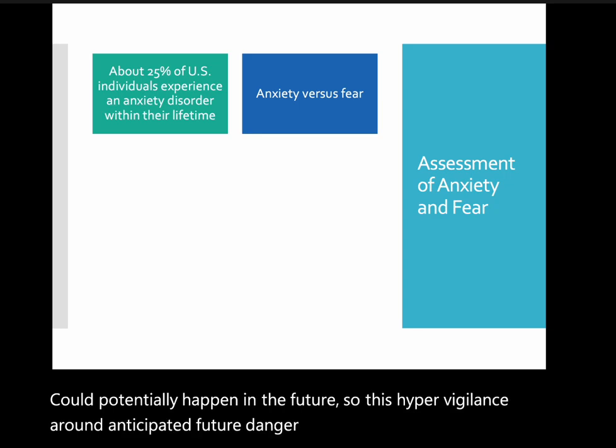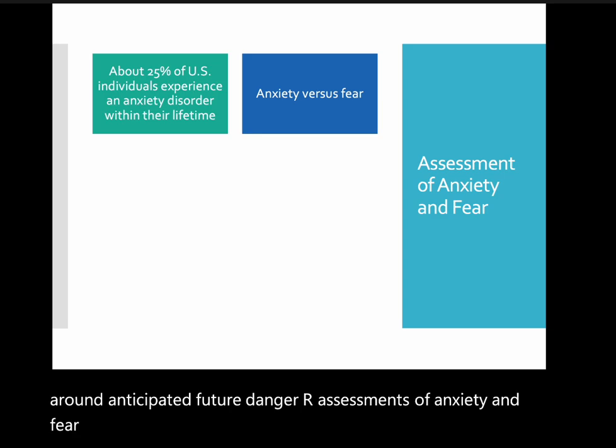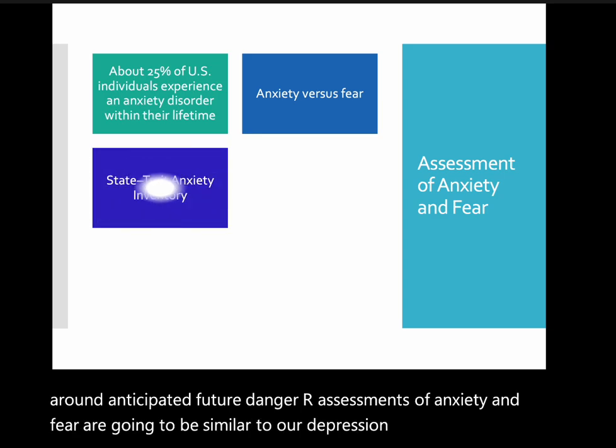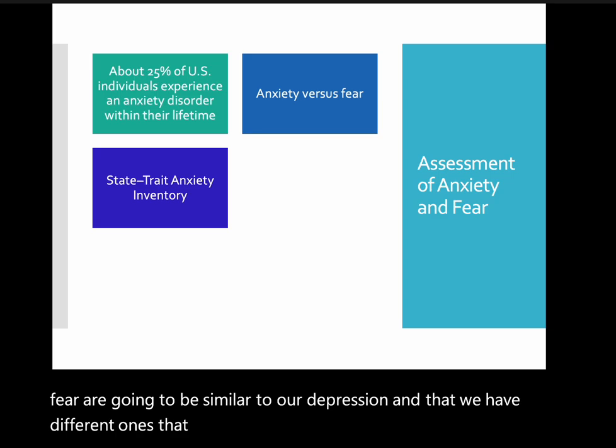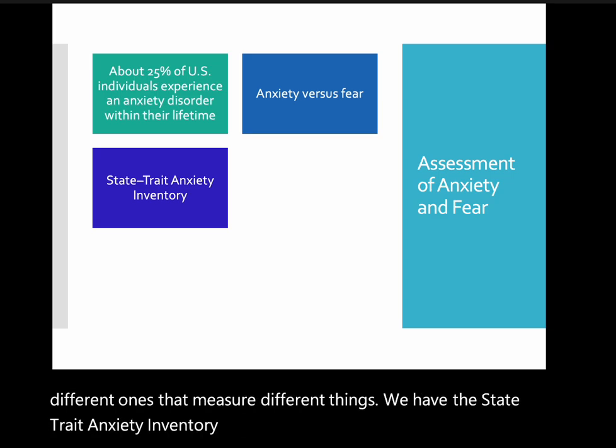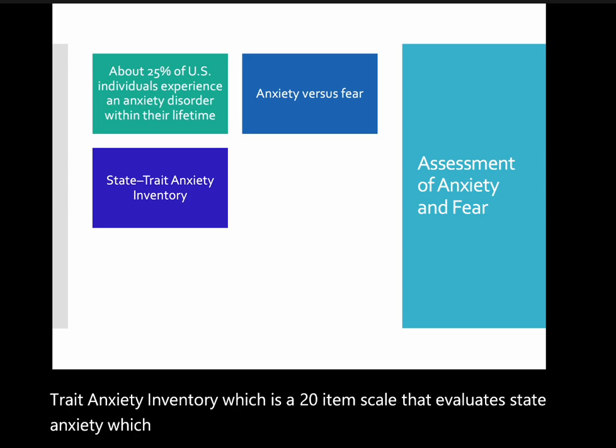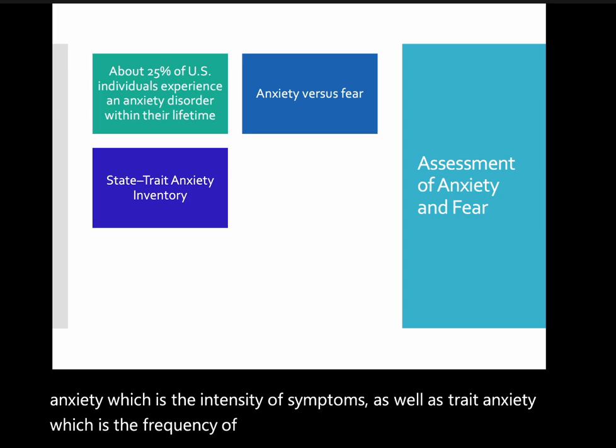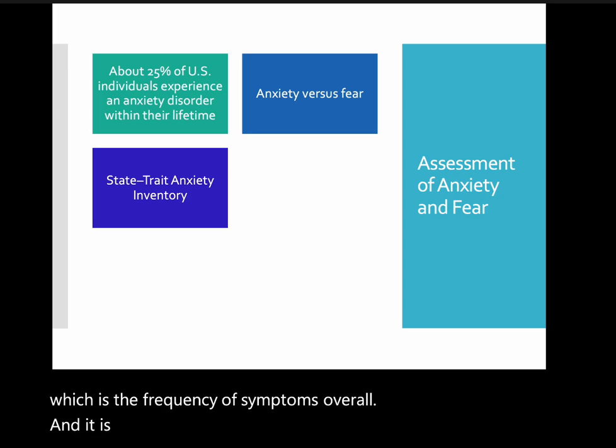Our assessments of anxiety and fear are going to be similar to our depression in that we have different ones that measure different things. We have the State-Trait Anxiety Inventory, which is a 20-item scale that evaluates state anxiety, which is the intensity of symptoms, as well as trait anxiety, which is the frequency of symptoms overall. And it is the most popular and well researched of all anxiety measures.